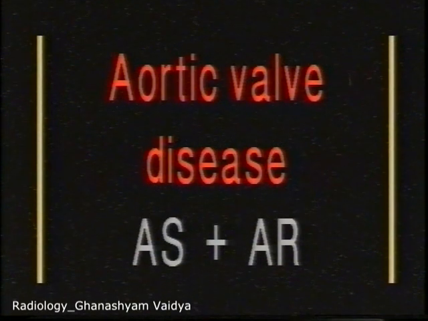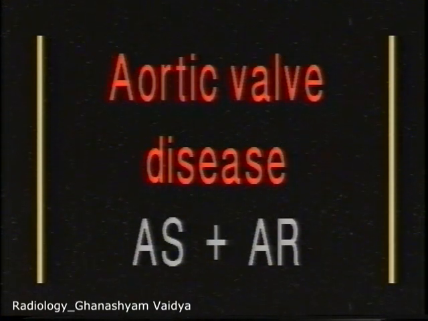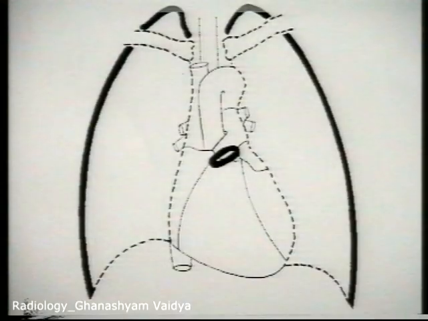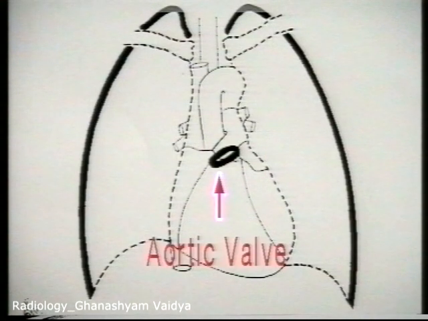Aortic valve disease. Aortic stenosis alone usually does not cause significant dilatation of the heart chambers except at a late stage with congestive failure. However, in many cases, calcification of the aortic valve is seen. Note the site of the aortic valve in the diagram.